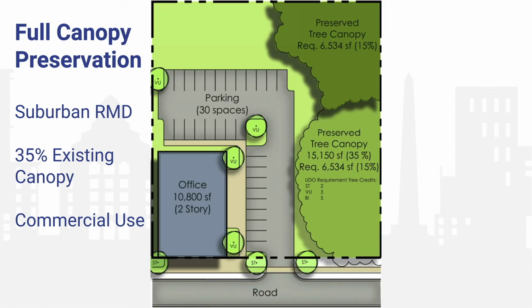The first scenario here is full canopy preservation. So this would be a developer meeting the requirement fully through preserving existing tree canopy. You can see that there are some trees that have been planted to meet other requirements that are in the Unified Development Ordinance, highlighted in red. And on the top right of the site, you'll see a dark green area where 15% of tree canopy has been preserved to meet that requirement.